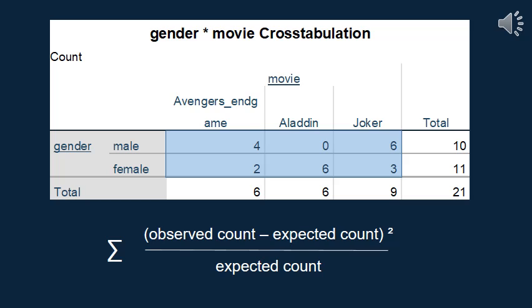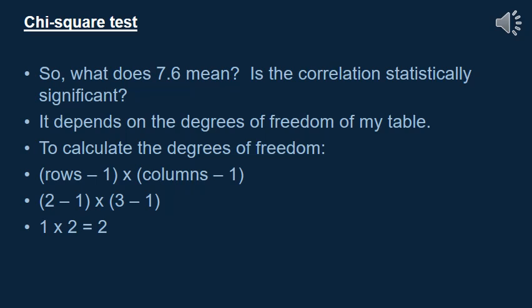For each cell of my table, I have to take the observed count minus the expected count, I square it, and I divide by the expected count. Then the numbers I obtain for each cell, I sum them up, and the grand total I obtain is the chi-square statistic for my table. So as you can see, the larger my table, the more cells it has, the bigger is my chi-square statistic. So for the preceding table, the chi-square statistic given by my software is 7.6.